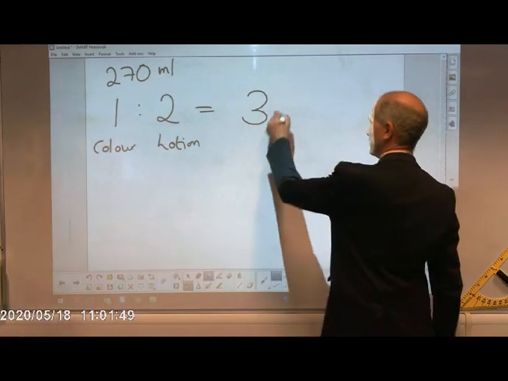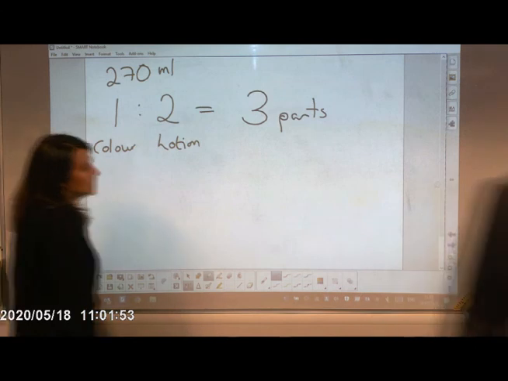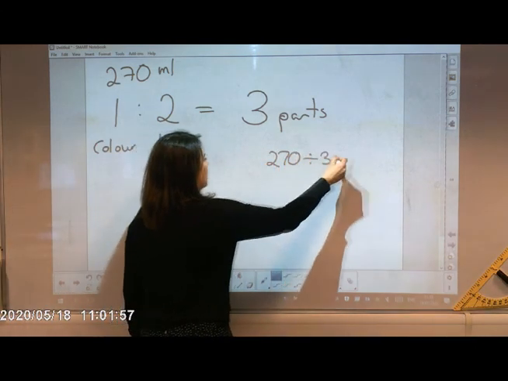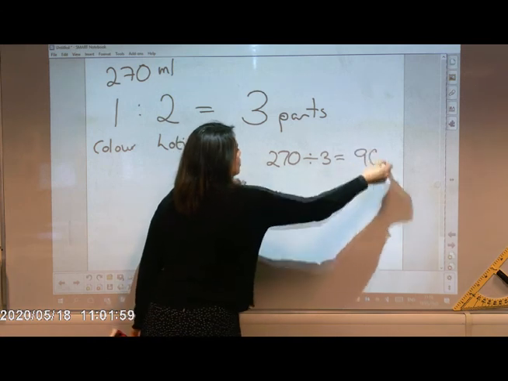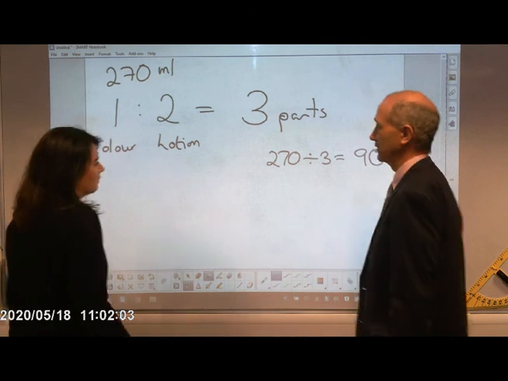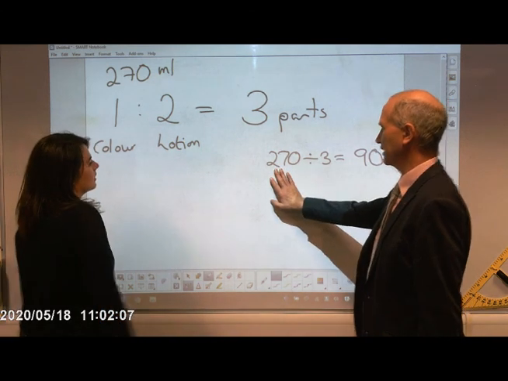Which means I'm dividing by 3. I take my total and I divide it by 3 and I get 90. You can use a calculator. You've got your phone there, or a little calculator in your pocket. I'm hoping we can divide 27 by 3.